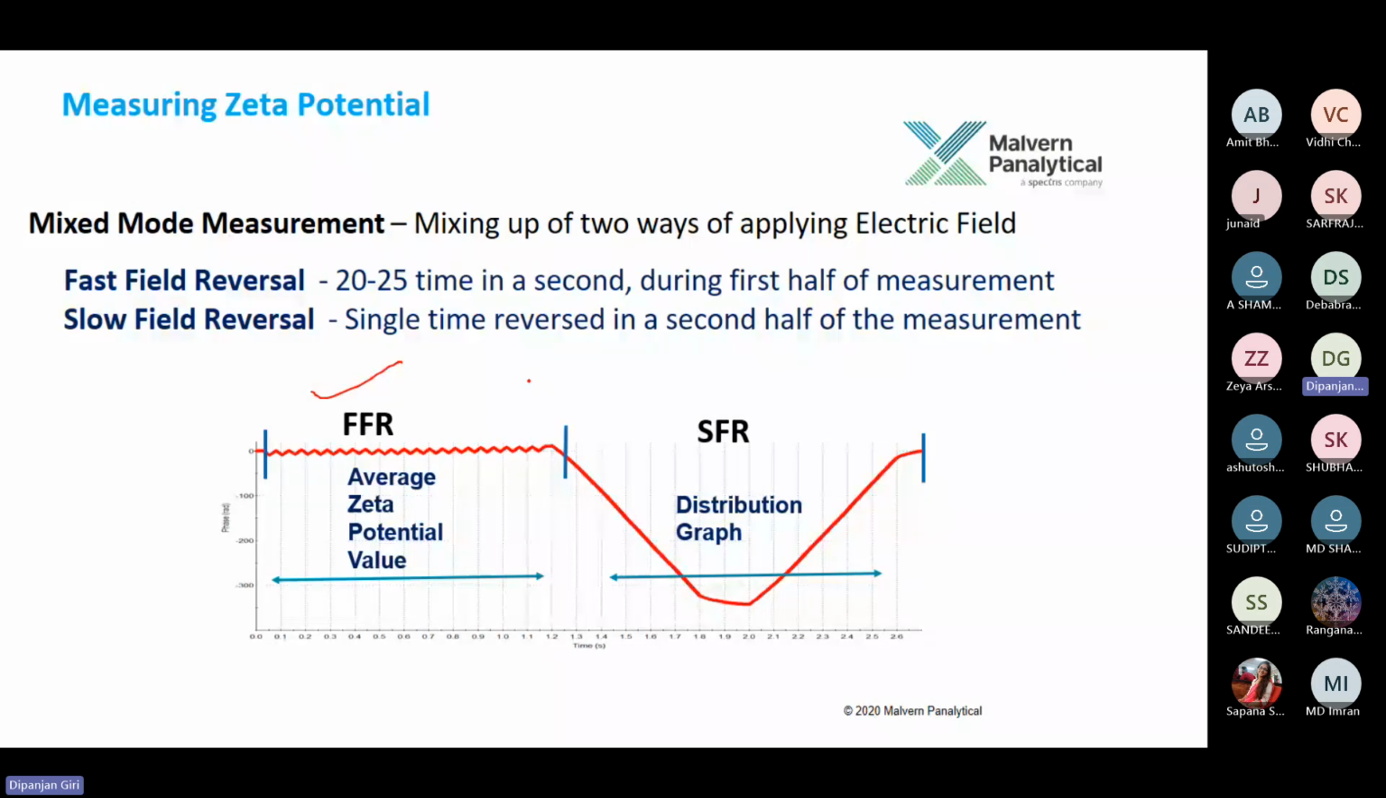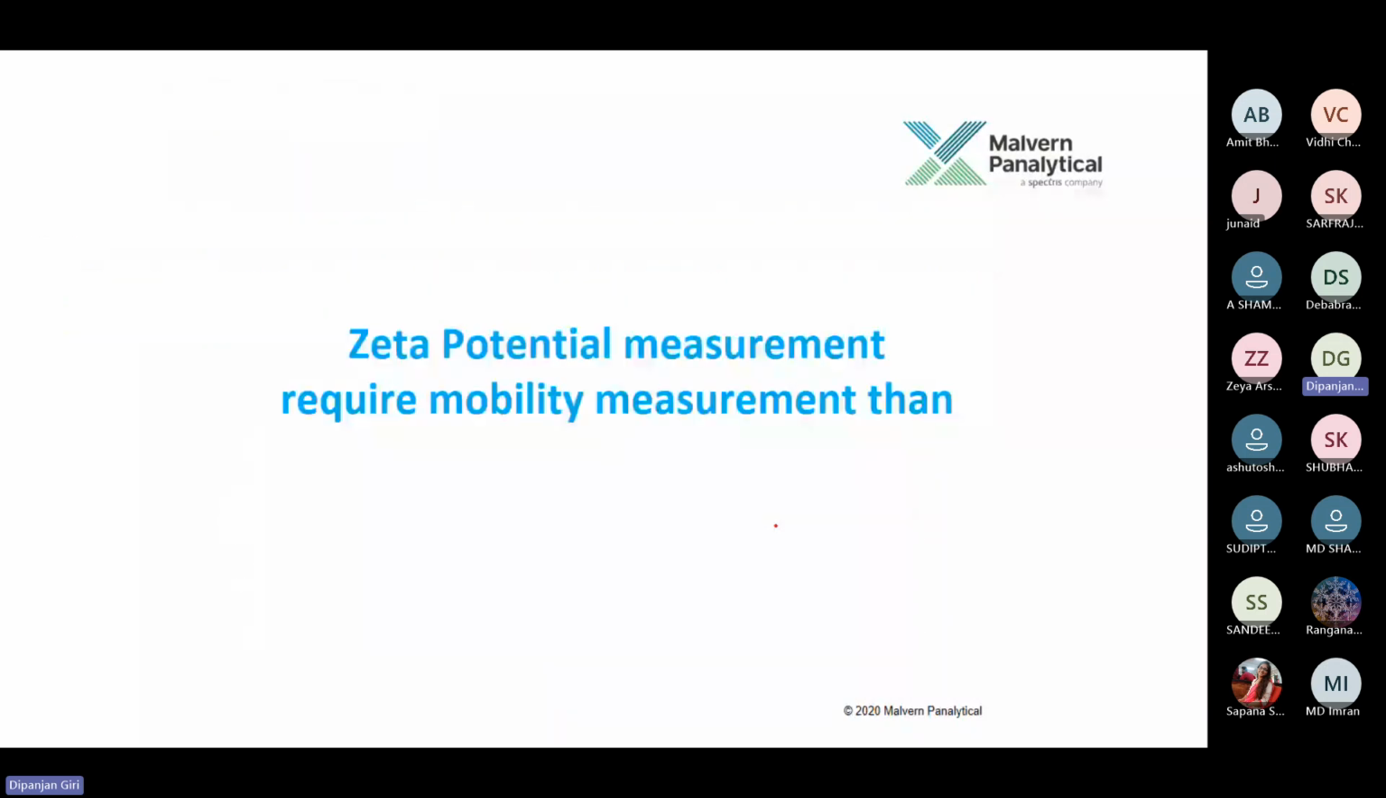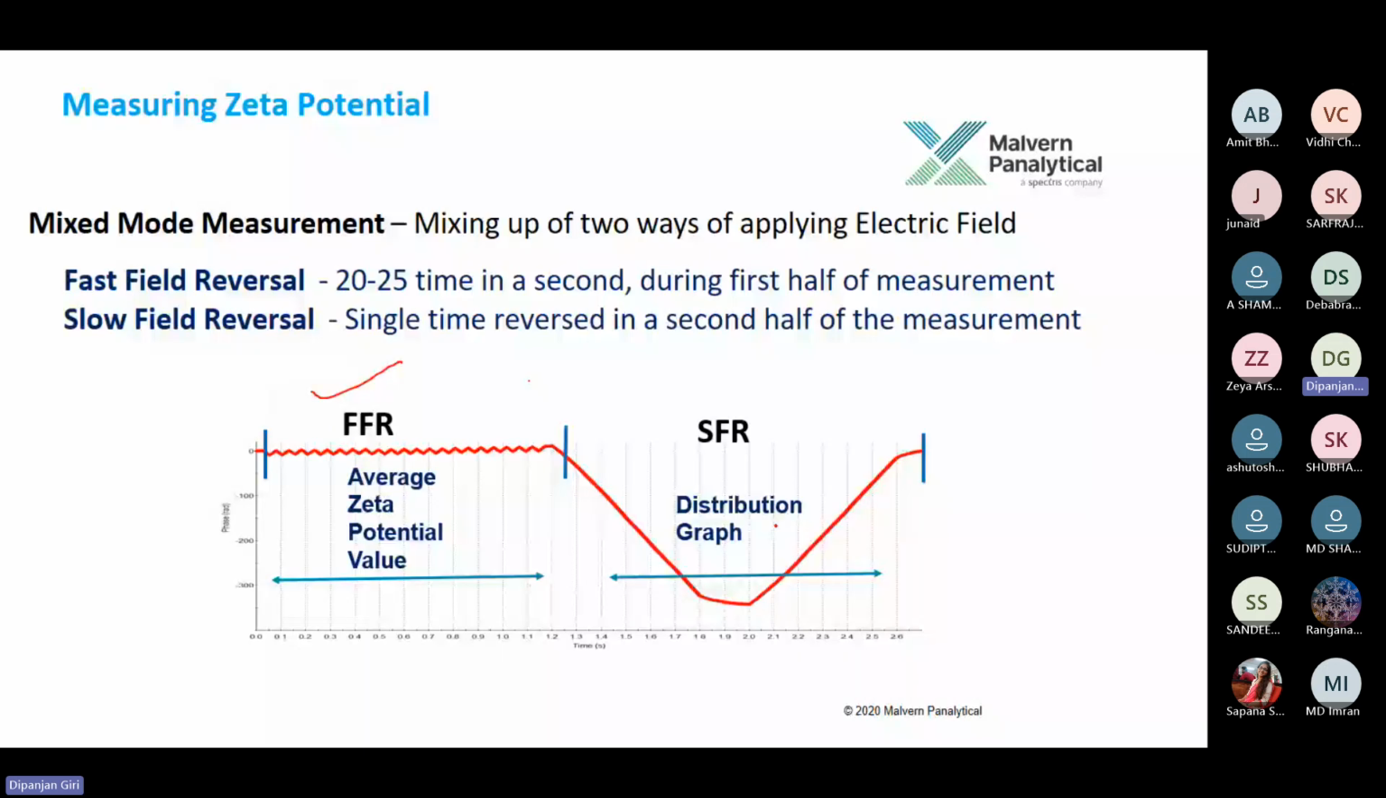So that is a limitation, because if you have a conductivity higher than 5 millisiemens, it will not perform this slow field reversal. It will get only the average zeta potential value. It will not show the size.